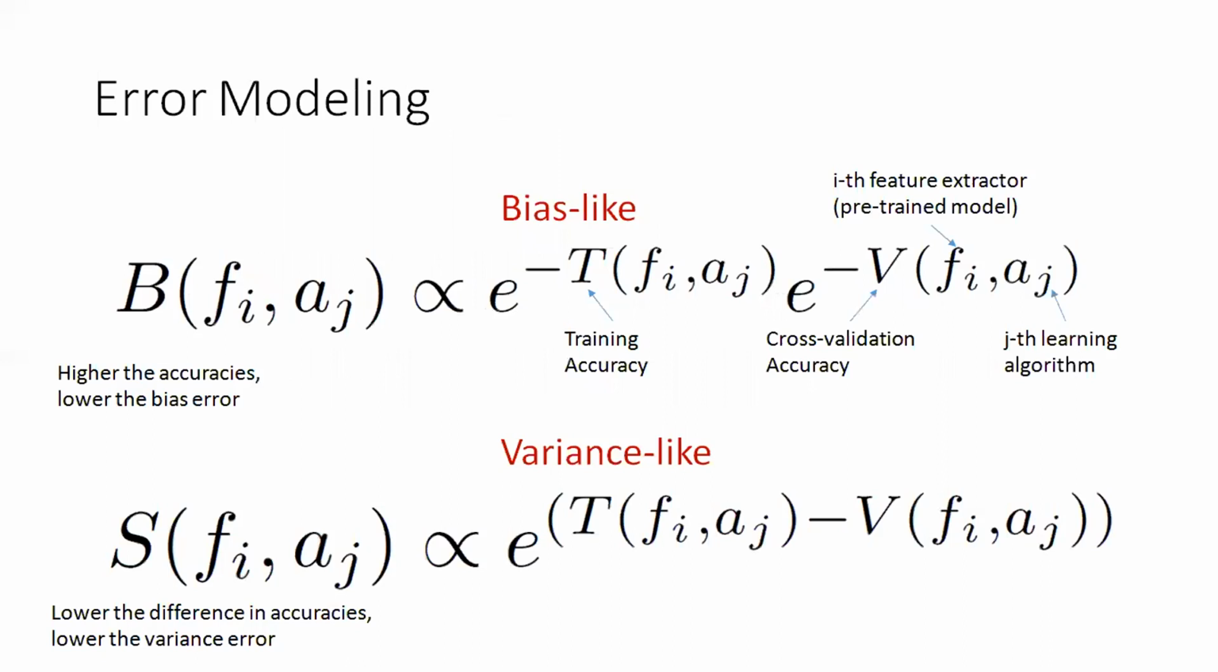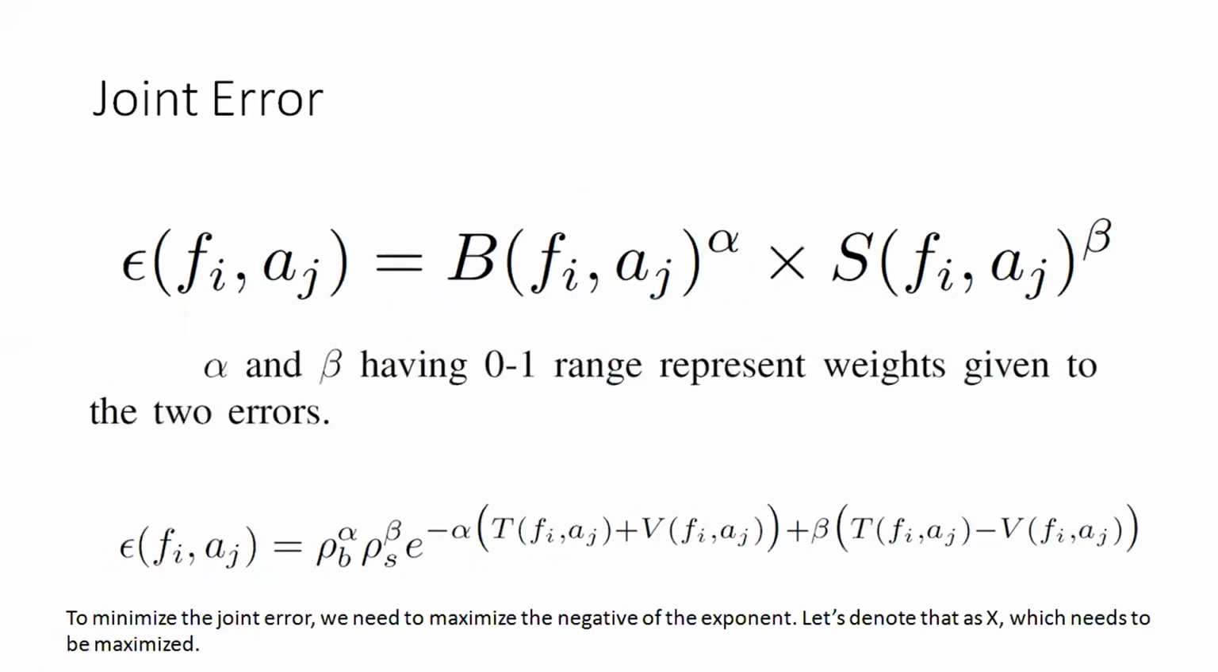So to model the accuracy, we take into account training and validation accuracy, and we have this term which is bias-like. The higher the training and validation accuracy, the lower this bias error becomes. And then we have a variance-like term: the lesser the difference between training and validation accuracy, the lower the term becomes. And these two errors need to be jointly minimized.